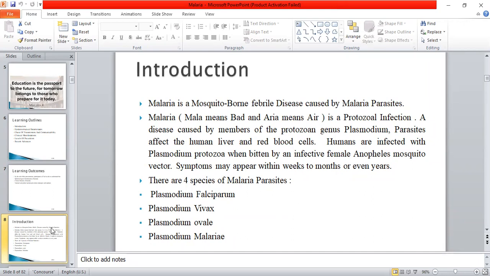Humans are infected with Plasmodium parasite when bitten by an infected female Anopheles mosquito vector. Symptoms may appear within a week to months or even years. There are four species of malarial parasite: Plasmodium falciparum, Plasmodium vivax, Plasmodium ovale, and Plasmodium malariae.